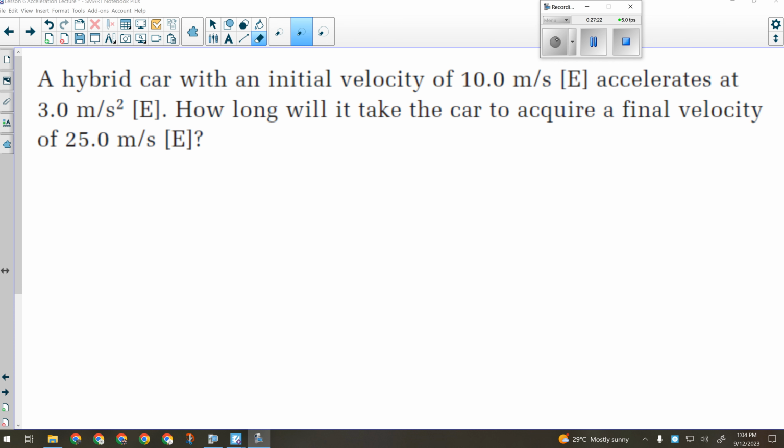In this question, they're telling us that we've got a hybrid car that has an initial velocity of 10 meters per second east. So they just told me VI is 10 meters per second east. It accelerates at 3.0 meters per second squared east. What did they give me there? Which variable did they give me? Acceleration.